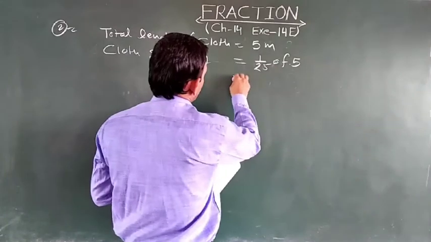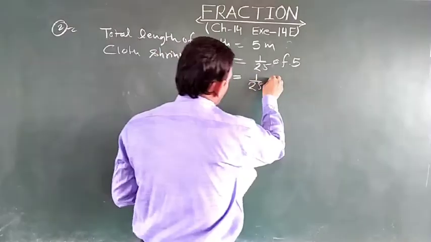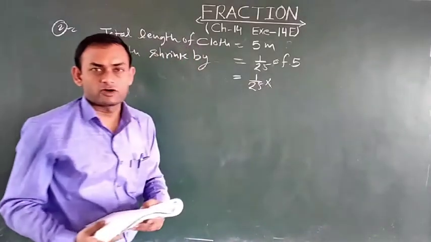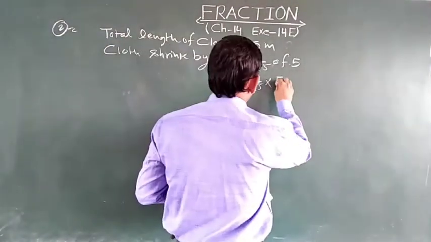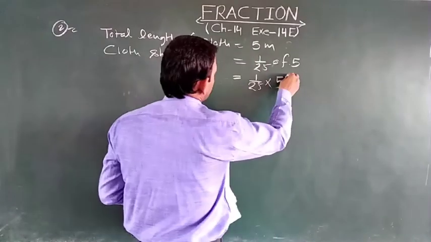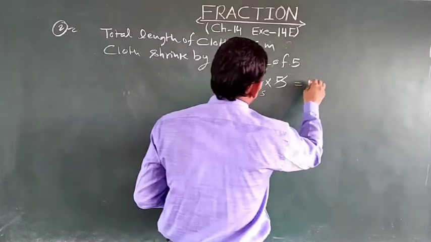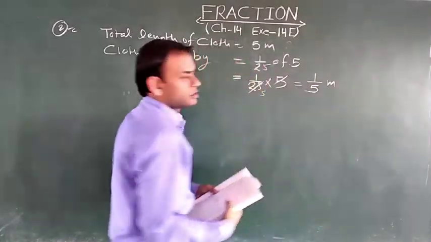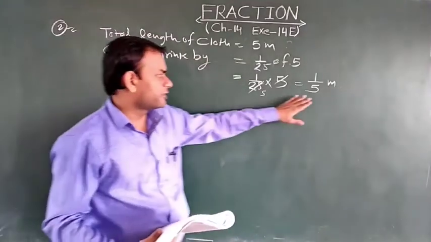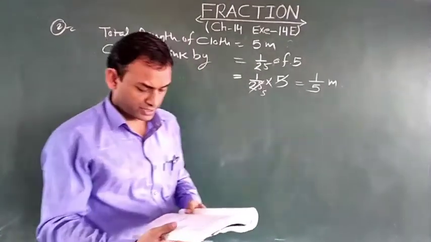So first of all we will solve it. We will just remove the 'of' and put the sign of multiplication, as I told you in BODMAS, and 5 will remain the same. Now 5 5s are 25 and we have got 1 upon 5 meter. Okay. So 1 by 5 meter cloth shrinks after the washing.